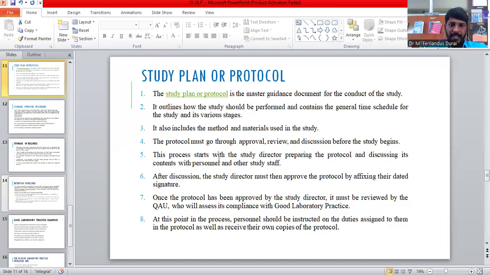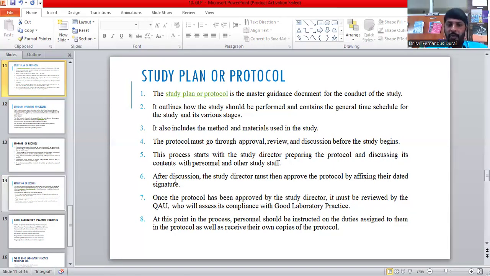This process starts with the study director preparing the protocol and discussing its content with the personnel or other study staff. After discussion, the study director must then approve the protocol by affixing their date and signature. So once it is discussed, the material should be countersigned by the director with a date, the date on which the protocol or method or procedure is discussed and finalized for the test to be performed.